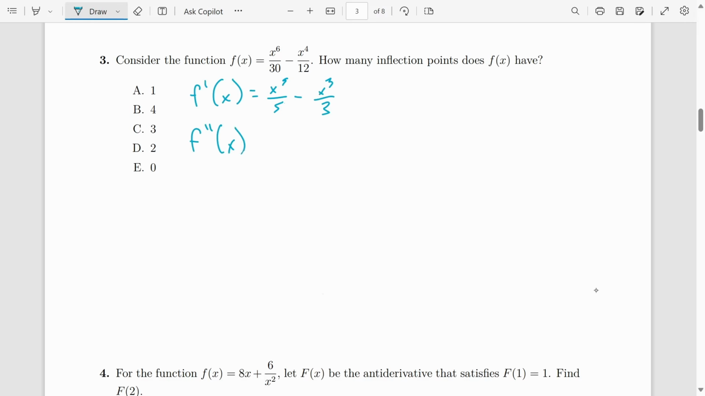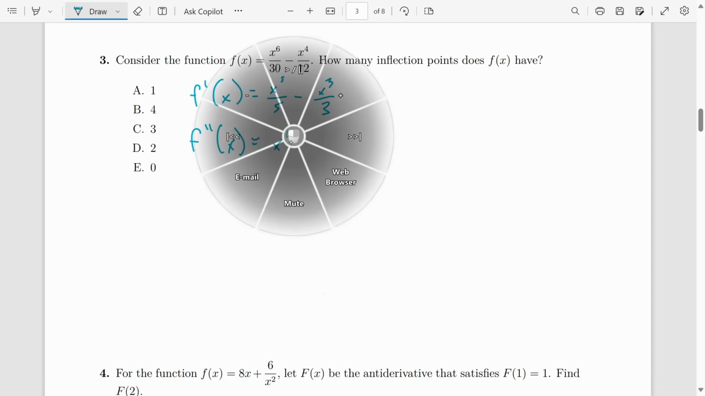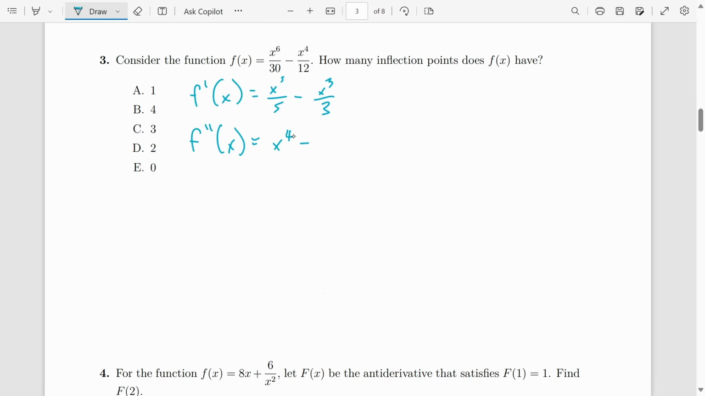Now to find our f double prime of x, same logic here. We move the 5 out to the front and then subtract it by 1. So it's going to be 5x to the 4th all over 5. That's the same as x to the 4th. Those 5s are going to cancel out. And then the same thing for the other one too.